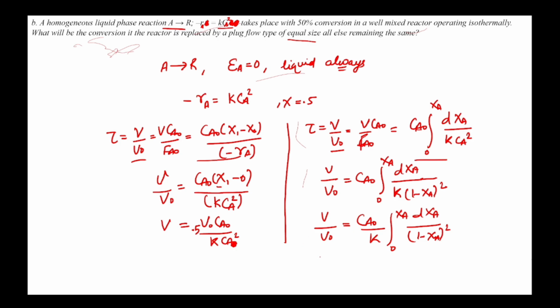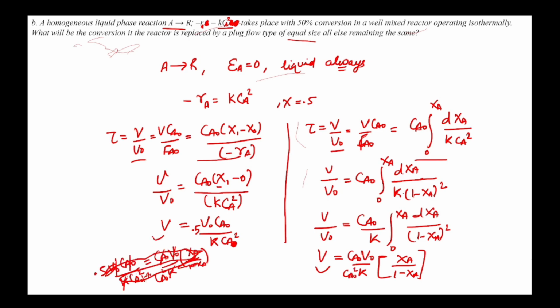So V is equal to CA naught V naught upon k times XA upon 1 minus XA. Okay, just remember all these integrations, because in the exam it will consume more time to solve this type of integration. So the volumes are equal, so we'll equate this volume with that volume. This will become k into CA naught square into (1 minus x) square.